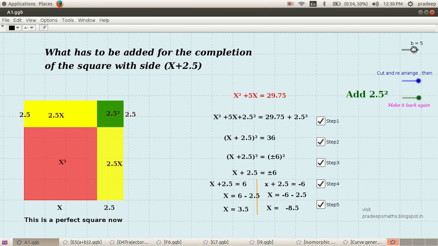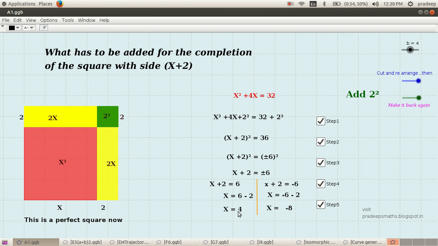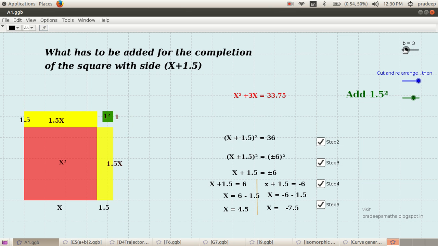And if we change this value of b, we will get different answers. The interesting thing is that when we change the coefficient of x, we will get different solutions. All these solutions in the software depend on the value of b. If we change it, we will get different values and different interpretations also.